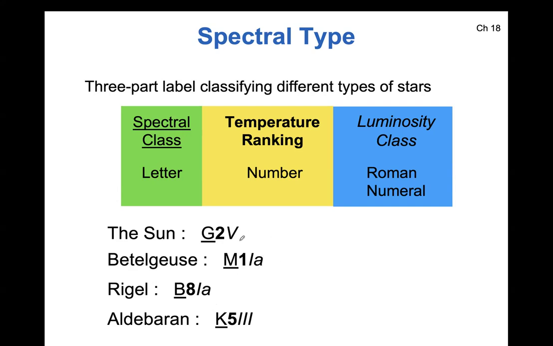But what you do notice, Roman numeral, okay? The Roman numerals sometimes have a letter attached to them, but they have all exact meanings. So this is the luminosity class 5, Roman numeral 5. This is the luminosity class 1A, and this one is the luminosity class 3. We'll talk about what those are.